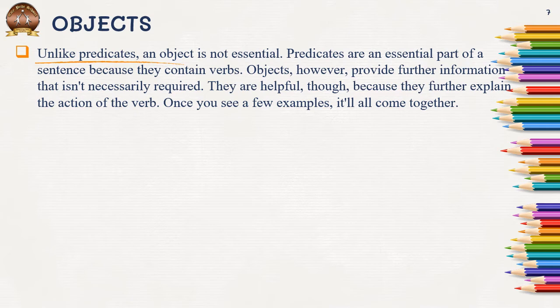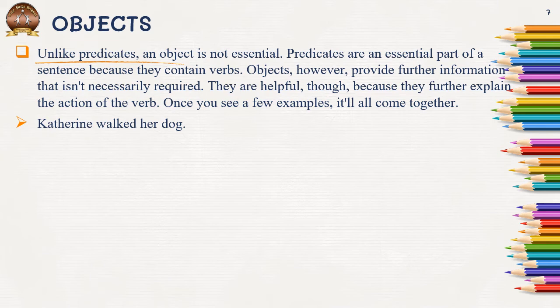Predicates are an essential part of a sentence because they contain verbs. Understood? Objects, however, provide further information that isn't necessarily required. They are helpful though because they further explain the action of the verb. I told you just now, they describe the action of the verb. Once you see a few examples, it will all come together in your mind. Let's see the examples. Catherine walked her dog.